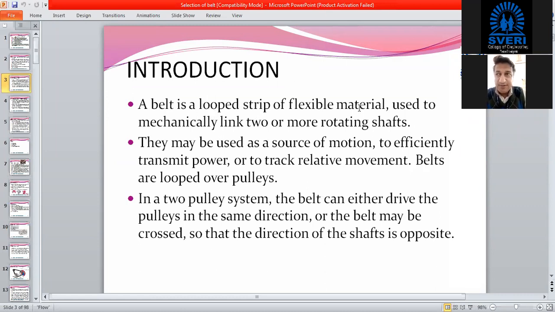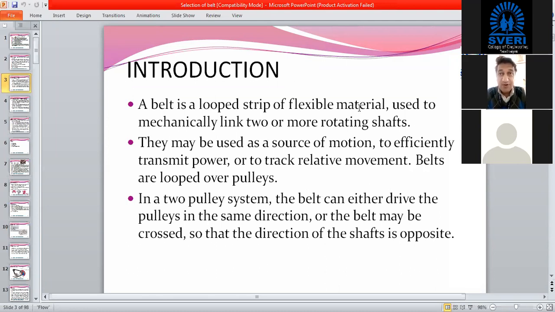Now we know that in KTOM we have learned that there are different types of links, that is nothing but solid link, then flexible link, and hydraulic link. In case of flexible link, these belts are coming. So we know that belts are made up of flexible material, and that's why we use this word flexible material. So it is a looped strip of flexible material used to mechanically link two or more rotating shafts.